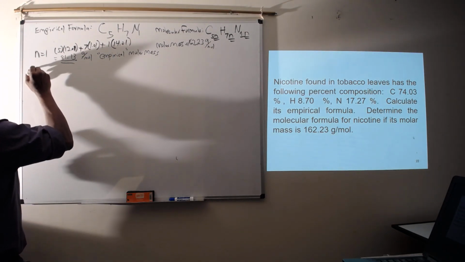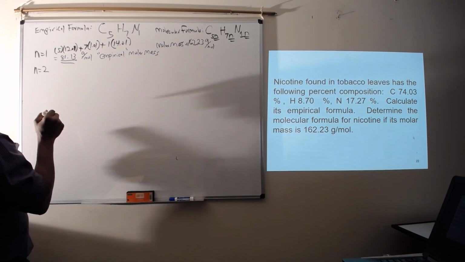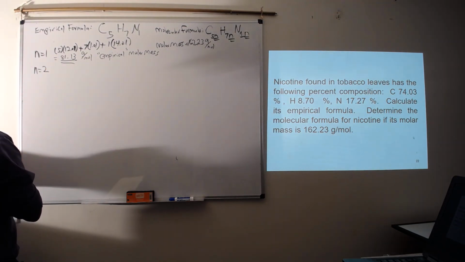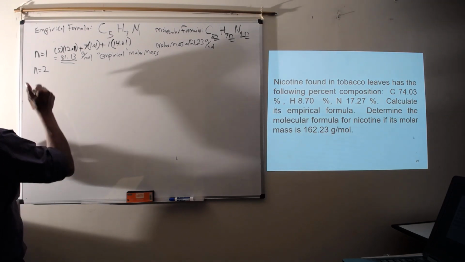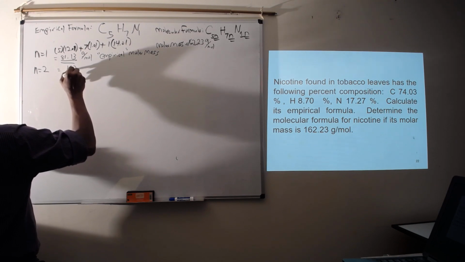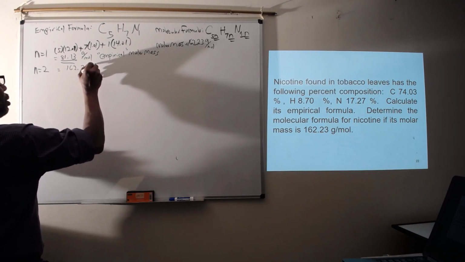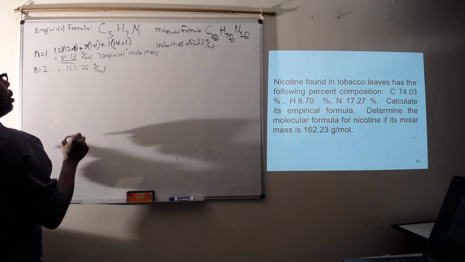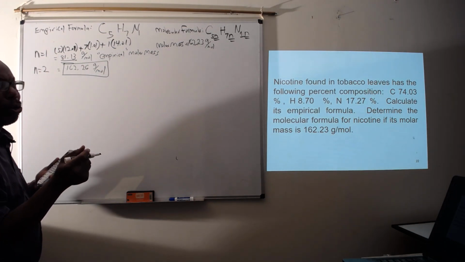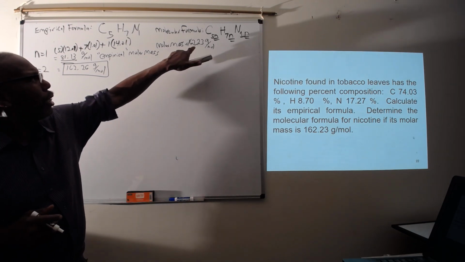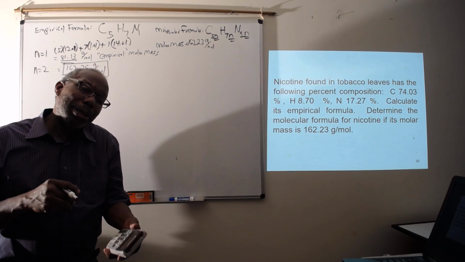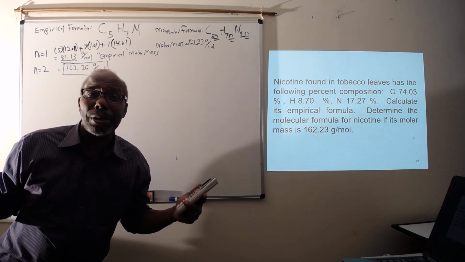So let's assume N is equal to 2. That would simply be 2 times that, and that will be equal to 162.26 grams per mole. Now we can see immediately that N is equal to 2 corresponds to the experimental, or the true molar mass, based on the margin of error.